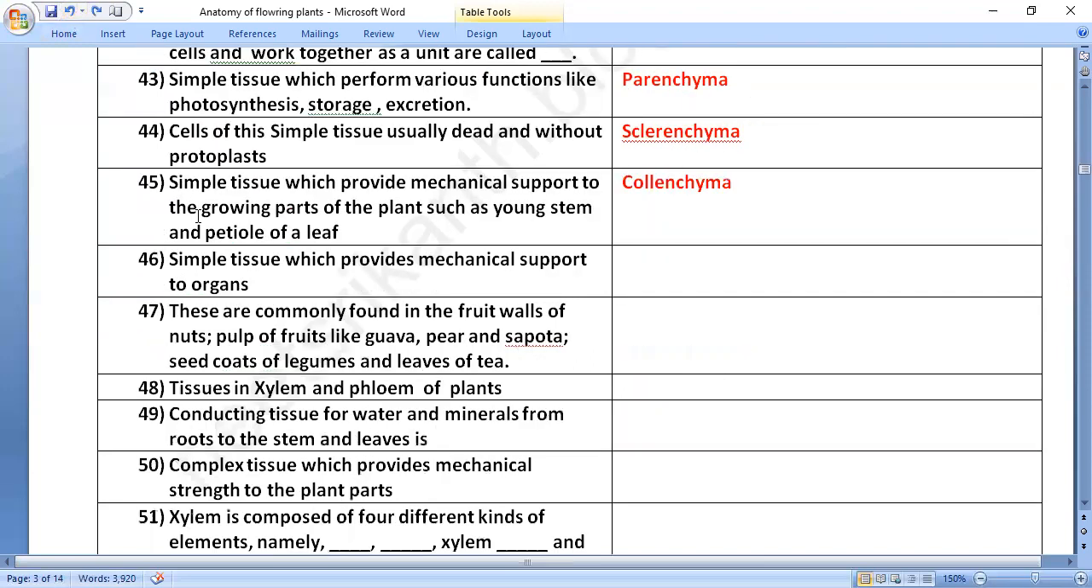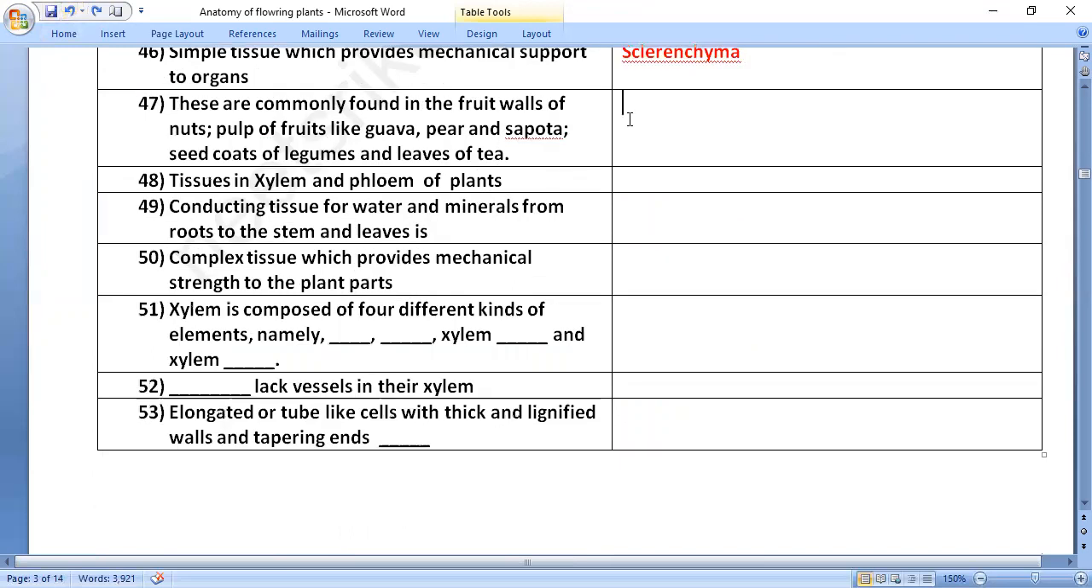Collenchyma: simple tissue which provides mechanical support to the organs. Sclerenchyma: these are commonly found in the fruit walls of nuts, pulp of fruits like guava, pear, and sapota, seed coats of legumes, and leaves of tea. Sclereids of sclerenchyma. Tissues in xylem and phloem of plants.